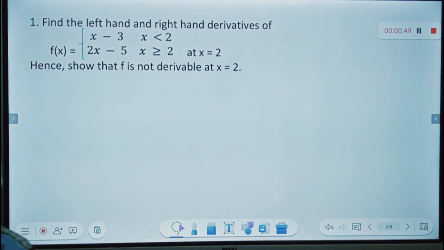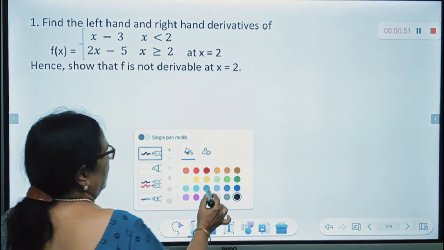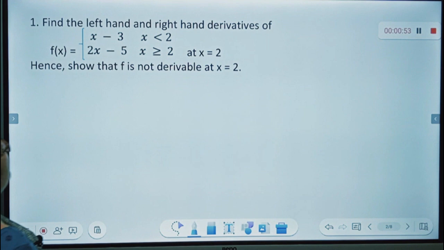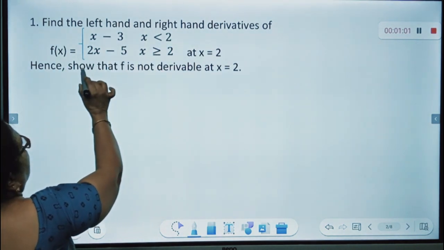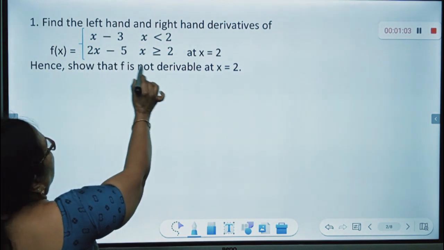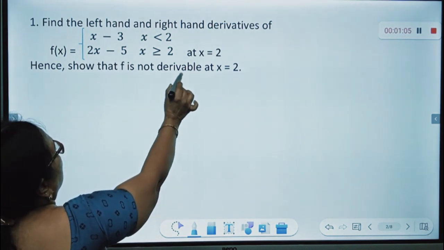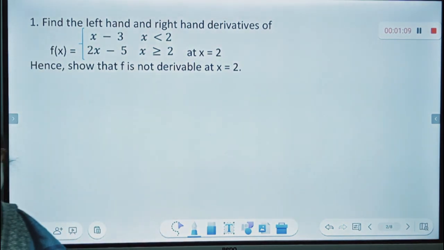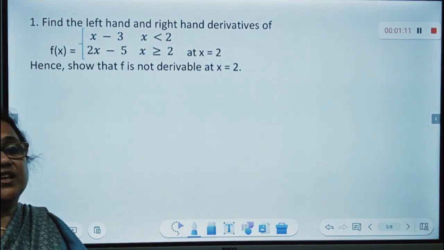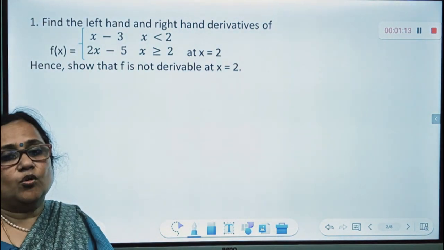Now, look at this problem. You have to find the left and right hand derivative of the given function f of x, which is x minus 3 when x is less than 2, 2x minus 5 when x is greater than or equal to 2, at x equal to 2. So we are going to check the differentiability of the given function at x equal to 2.